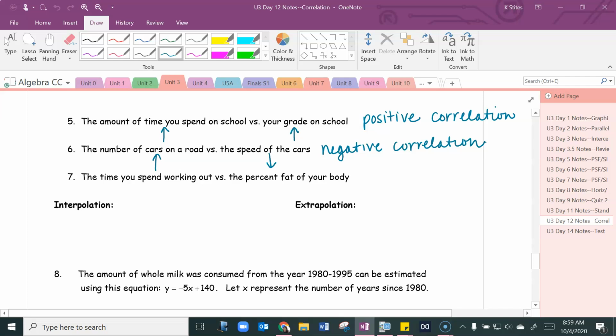All right, and finally, the time you spend working out versus the percent fat of your body. Well, let's say you're working out a whole bunch. What's going to happen to the percent fat of your body? Well, it's going to drop, right? It's going to go down. So again, arrows are going different directions. This would be a negative correlation.